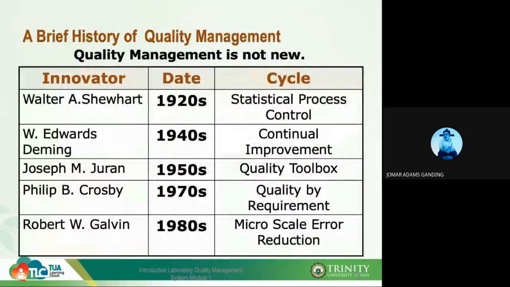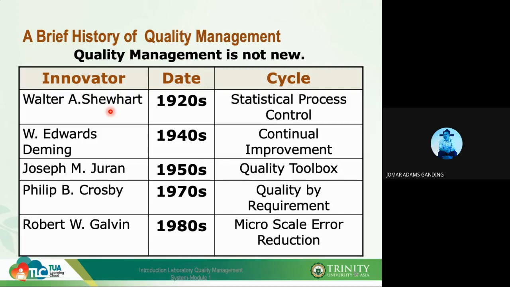Please remember that in 1920, Walter Shewhart proposed statistical process control. He is the one who gave us the Levey-Jennings chart. The chart was first created by Walter Shewhart. He created a statistical process with which we can quantitatively measure errors, so you can now measure the errors that are happening inside your laboratory.